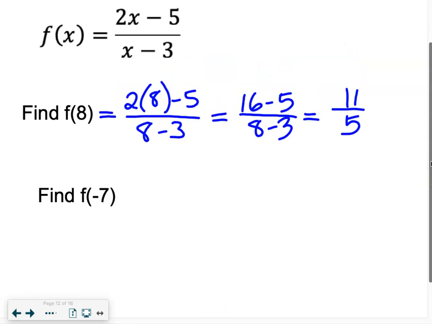Okay, now we're going to do the same thing with -7. So you're going to do the exact same thing. Replace your x's with -7s, and then simplify. Take a second and do that.